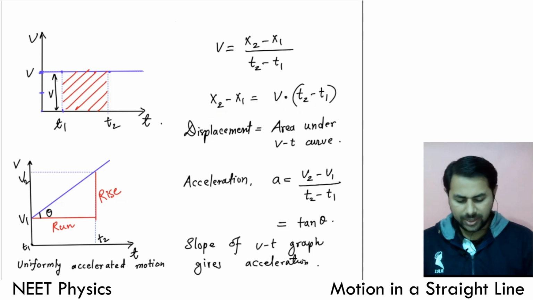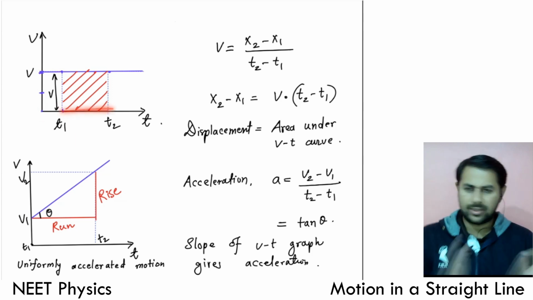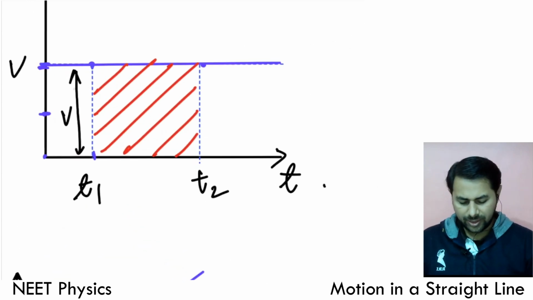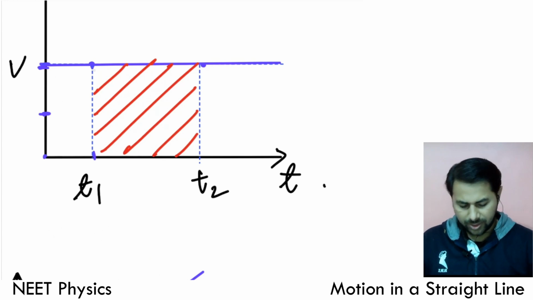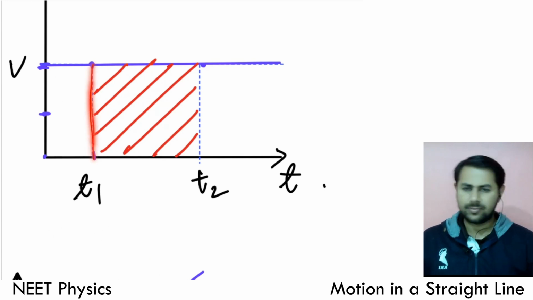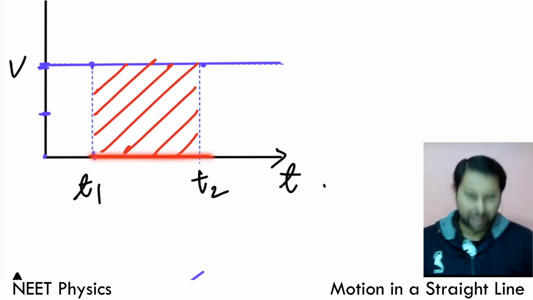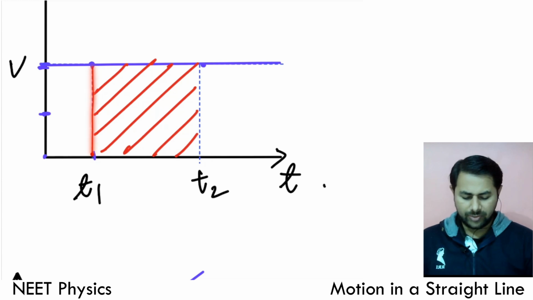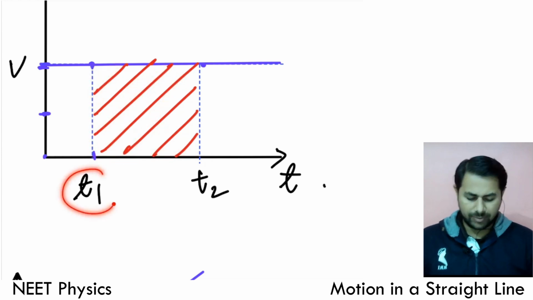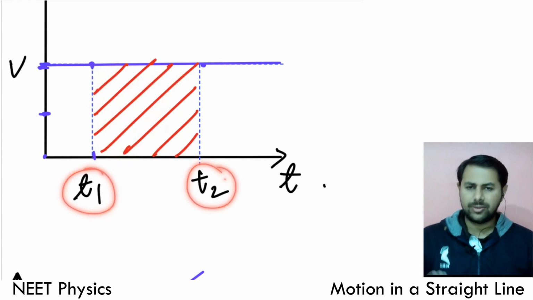And if you see that on this graph, what is v? v is the velocity. What is t2 minus t1? t2 minus t1 is this side. So v is this side of this rectangle, and t2 minus t1 is this side. So v multiplied by t2 minus t1 will give you the area under this curve, and from where to where is important: it will give the area from t1 to t2.